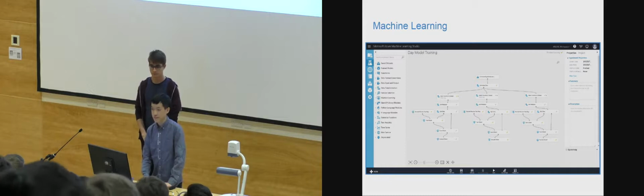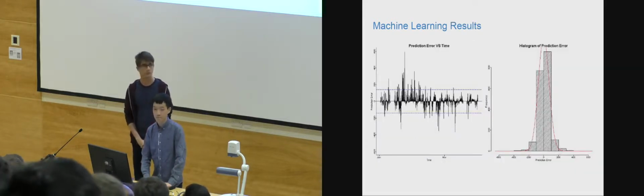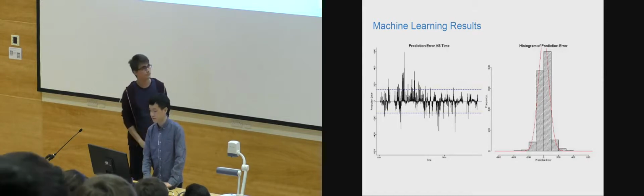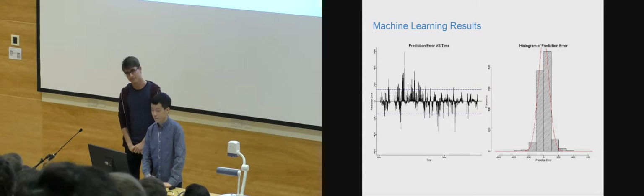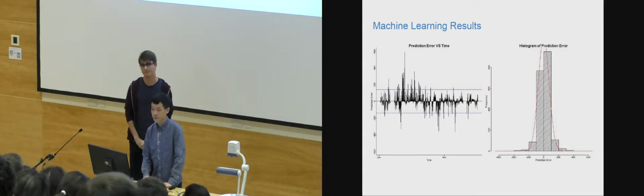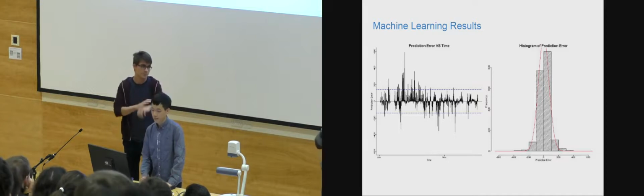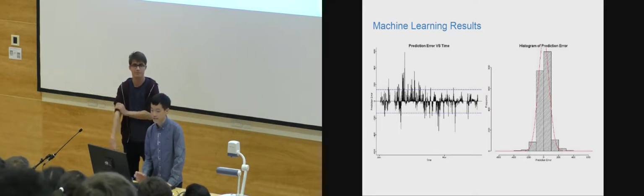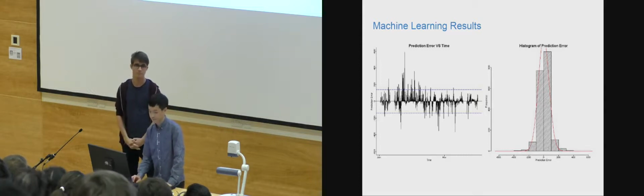We also implemented time series analysis. Here on the left it shows the prediction error against time, and on the right is the histogram of prediction data. We noticed that this model captures the variations of air quality throughout the day, but it's very easy to miss some of the peaks further into the future.